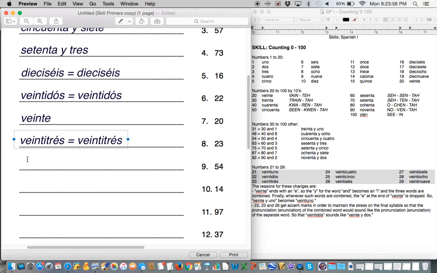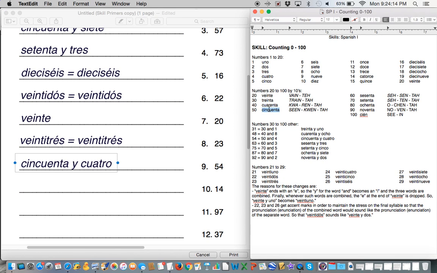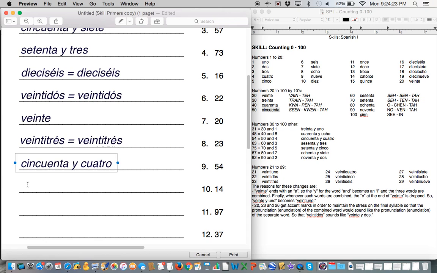There we go. All right, number 9, 54. 50 y cuatro. 50 and 4. Now, if your difficulty here is not understanding 50, then that's a problem because all we're talking about for 50 is memorization. You had to know that 50 was 50. You cannot do numbers if you have not done basic memorization. So, I can't help you with that.